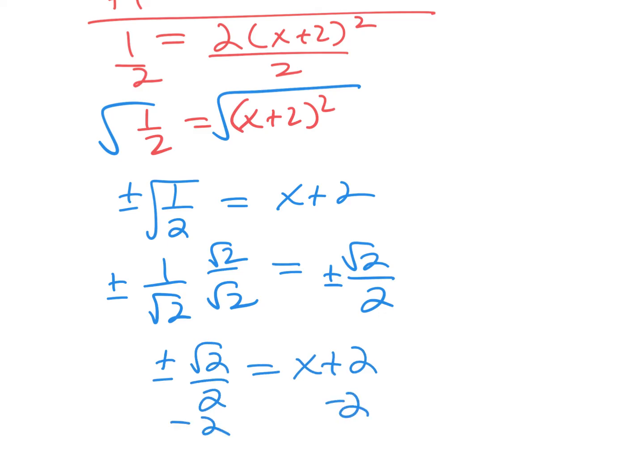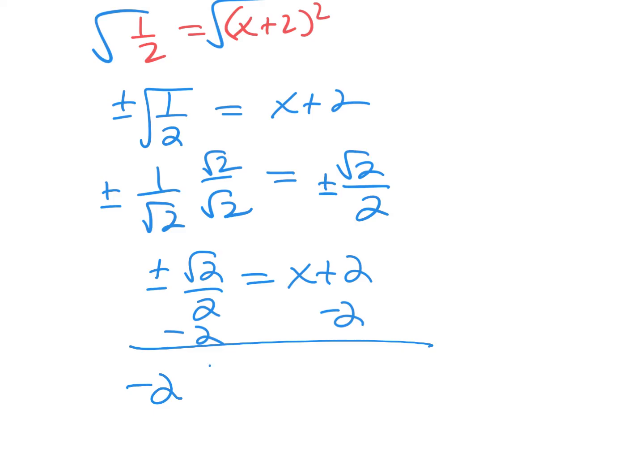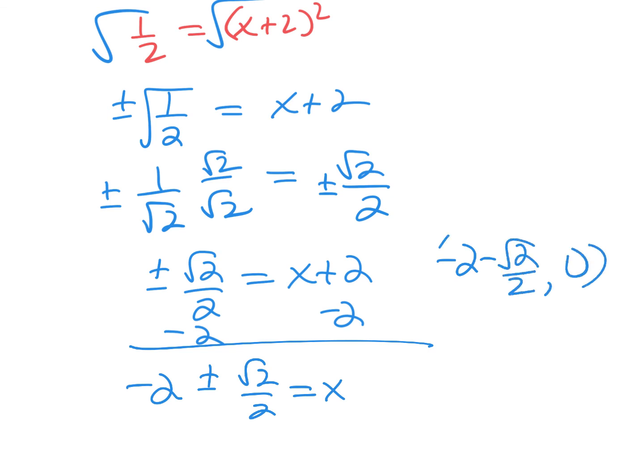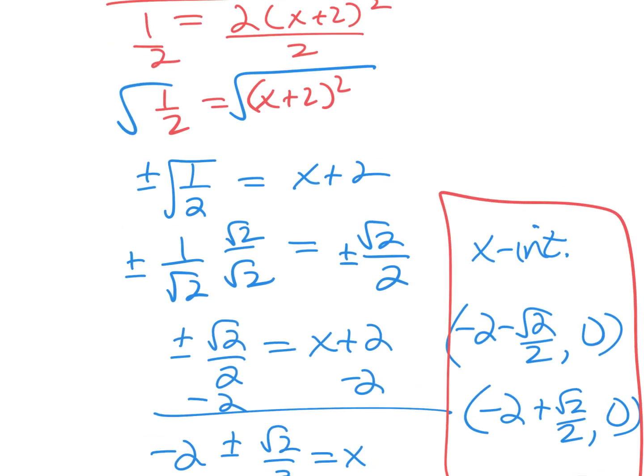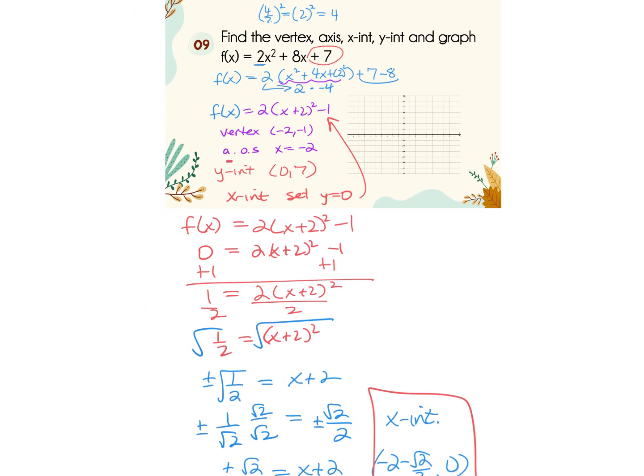Isolate x by subtracting 2. Negative 2 plus or minus square root 2 over 2 equals x. So my two x-intercepts are going to be the ordered pairs negative 2 minus square root 2 over 2, comma 0, and negative 2 plus square root 2 over 2, comma 0. These are your x-intercepts. And now I'm going to go ahead and graph all of the pieces that I found: my x-intercepts, my y-intercept, my axis of symmetry, and my vertex.